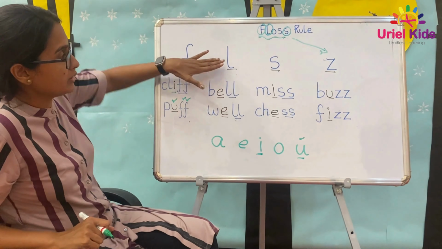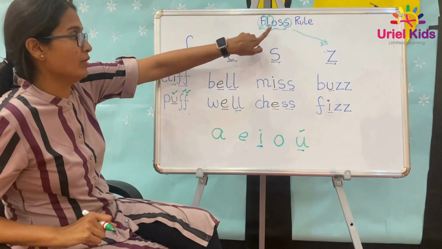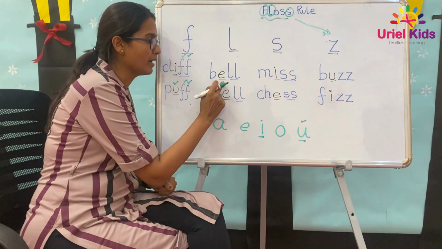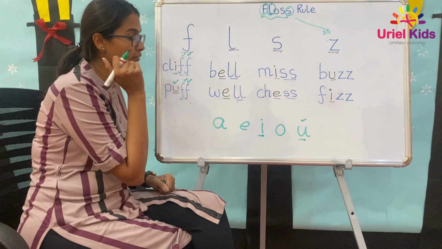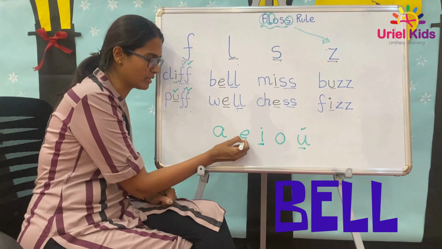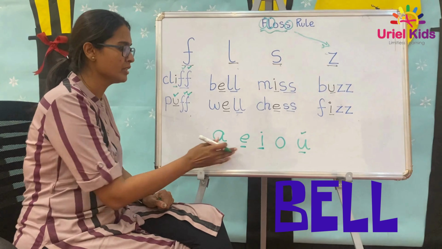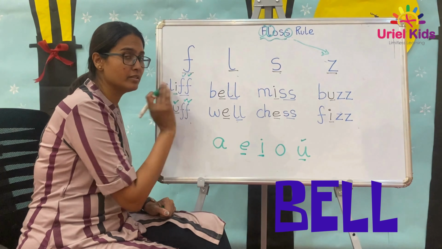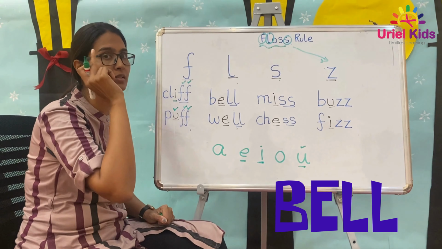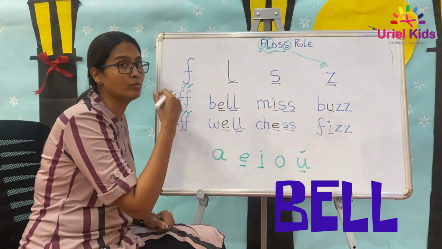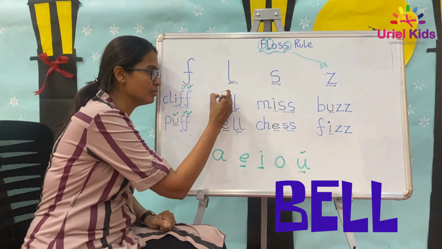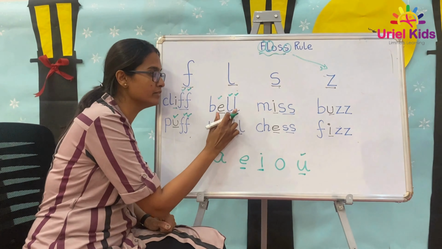Now let's go to the l sound in the word floss. Let's try reading this word: bell. Whenever I hear the word bell, I hear a short vowel sound, which is e. Any of the 5 short vowel sounds. I hear the sound e. After this, I hear the l sound. So immediately you should ask yourself, oh, this falls under the floss rule. So what will I do? I have to double it because I hear the l sound after a short vowel sound. So I have doubled it. It means I have written l 2 times.